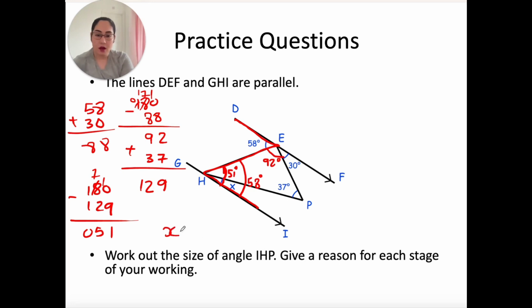So the angle of 51 degrees and x add up to 58, so that means angle x, or IHB, is equal to 7 degrees. Right?